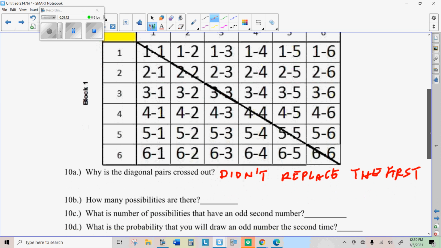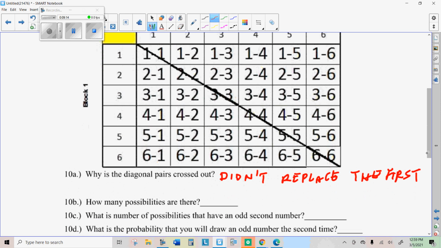Okay, so count up the possibilities. Well, there are 36 minus those 6 that we crossed out. So there's 30. What is the number of possibilities that have an odd second number?